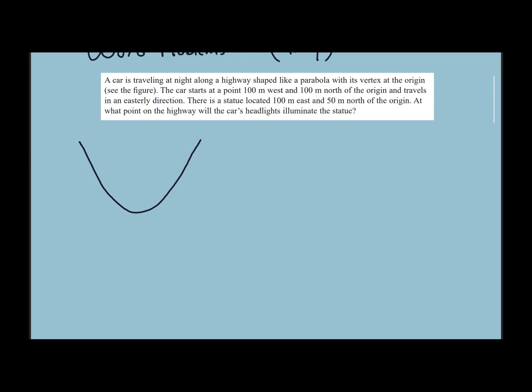It says that the car starts at a point 100 meters west and 100 meters north of the origin. The origin we're going to put right there, like that. And that means that the car is about here. We'll say it's at negative 1, 1, because I'm just going to say that 1x is equal to 100 meters. Everything's written in hundreds in here, so we're going to do that.